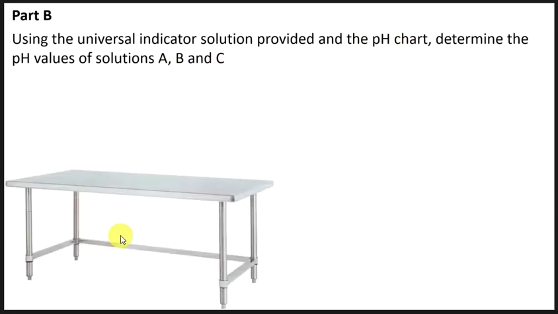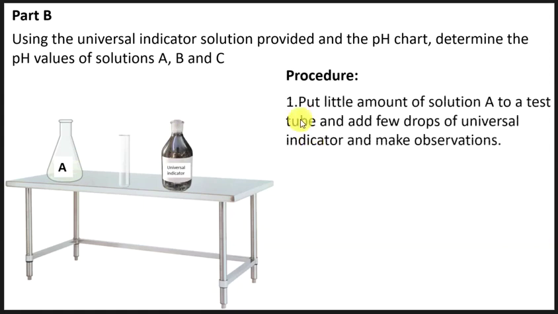Okay, so here we have solution A, and then we'll pick first solution A, and here we have the universal indicator and the test tube. Okay, so procedure 1 says put little amount of solution A to a test tube and add a few drops of universal indicator and make observations.